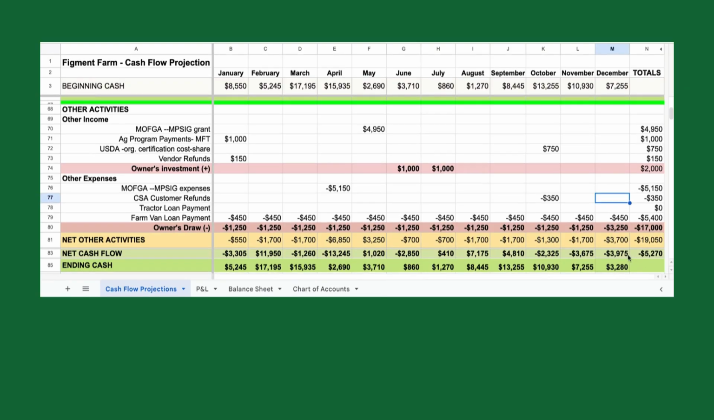Okay, but notice how the ending cash has been impacted from all of this. It's still positive, which is crucial, but it's now down to $3,200. And the net cash flow is running a $5,200 deficit, meaning from the $8,500 they started the year with, they've spent a good chunk of that. The farm has lost more money than originally planned.